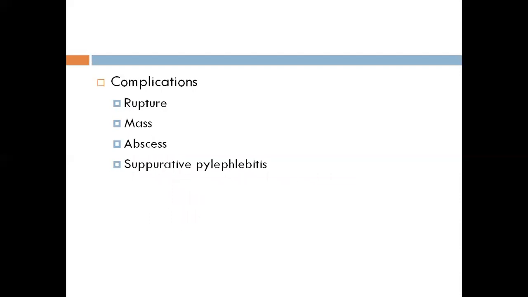So moving on to our next slide, the complications of acute appendicitis. In complications, we can see there can be appendicular rupture. Then the second is appendicular mass. In this case, the appendix becomes gangrenous, and the omentum and coils of small intestine cover the inflamed appendix all around. So there a mass is formed.